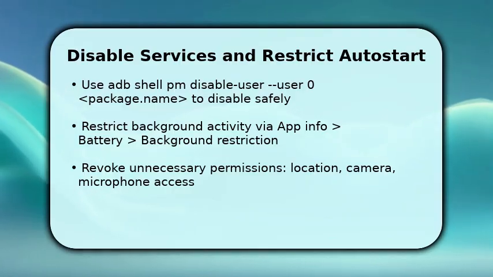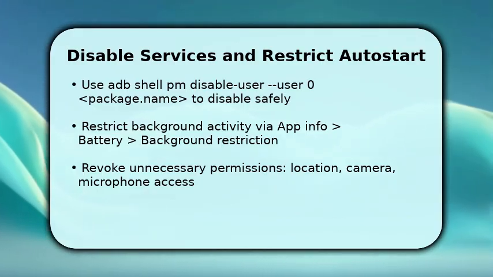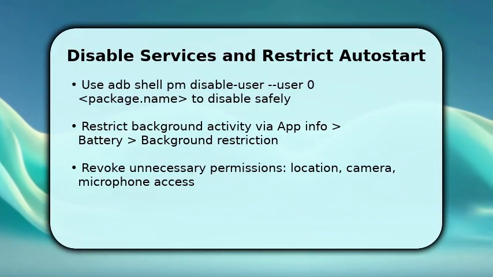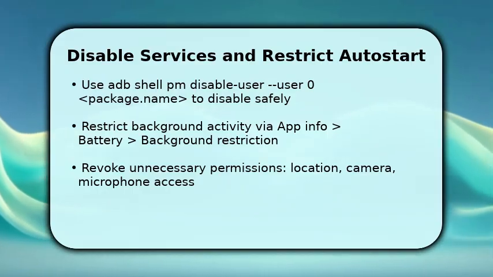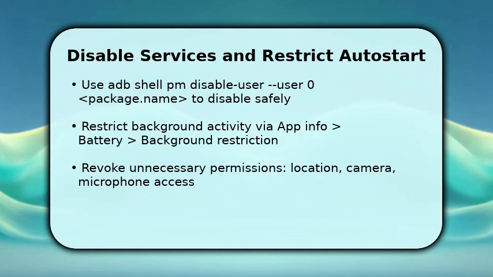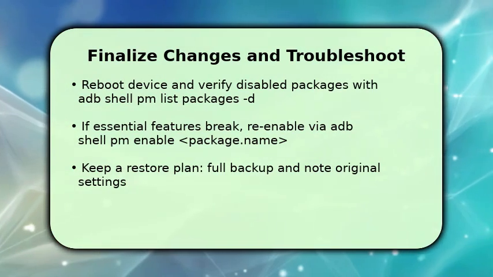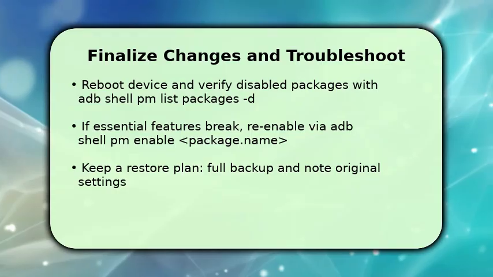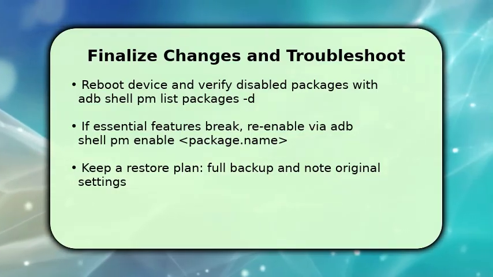Once you've tightened battery and permission settings, monitor CPU and network usage to confirm reduction. If an app auto-restarts, check for dependent services and repeat disabling. Finalize by rebooting and confirming the app no longer runs. Use ADB to list disabled packages and watch system behavior.